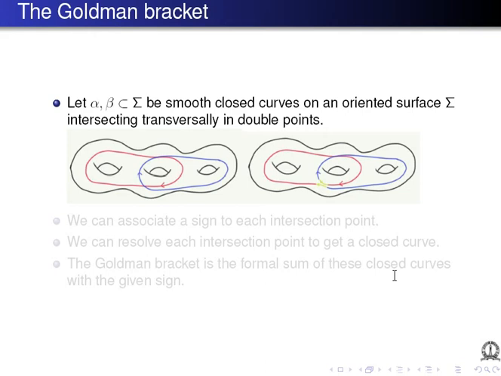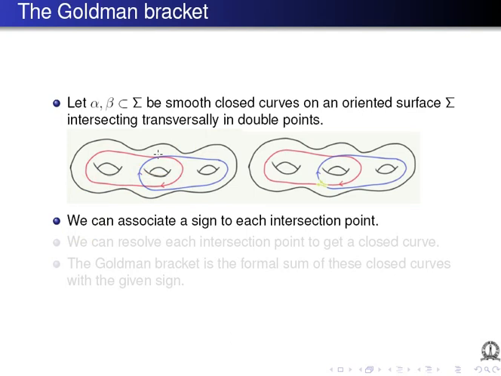Okay, so what is this Goldman bracket? Let's take two smooth closed curves. Here's the red curve and a blue curve, and suppose they intersect only transversally in ordinary double points. So they intersect nicely. Then, as is well known, we can associate a sign to each intersection point. One of these signs will be positive, one of them will be negative.